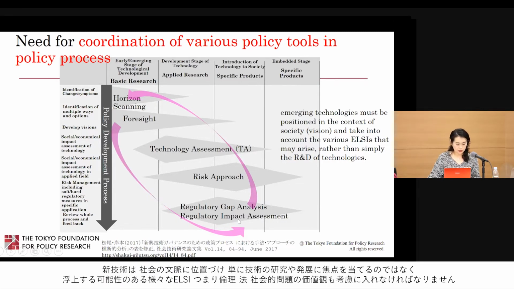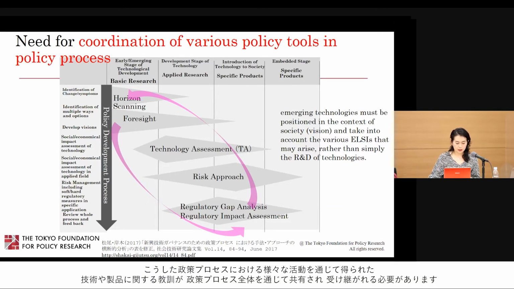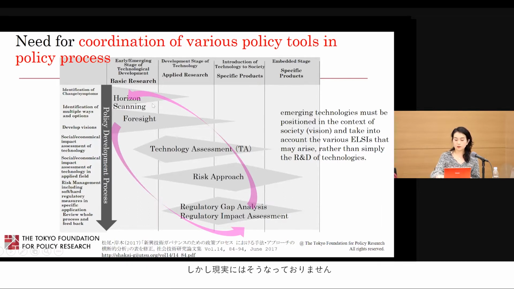And emerging technologies must be positioned in the context of society and take into account various ELSI, ethical, legal, and social issues that may arise, rather than simply focusing on the research and development of technology. And lessons from the technology and products from each of those activities must be shared and handed over throughout the policy process. However, this is not the case.